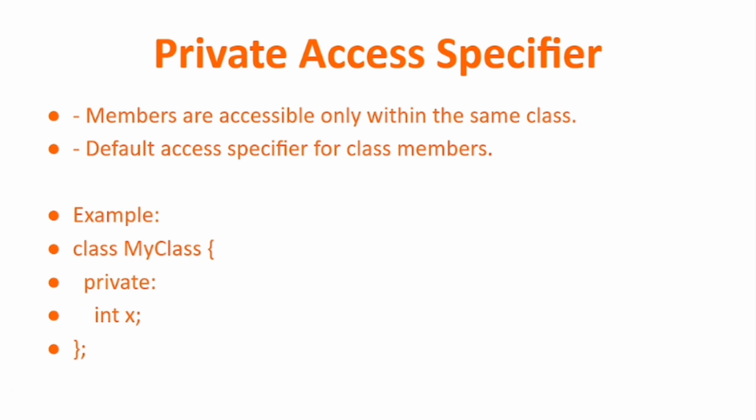Now let's move toward the public access specifier. I'm just going to make it more understandable using easy words, so you can understand how access specifiers work in the program.